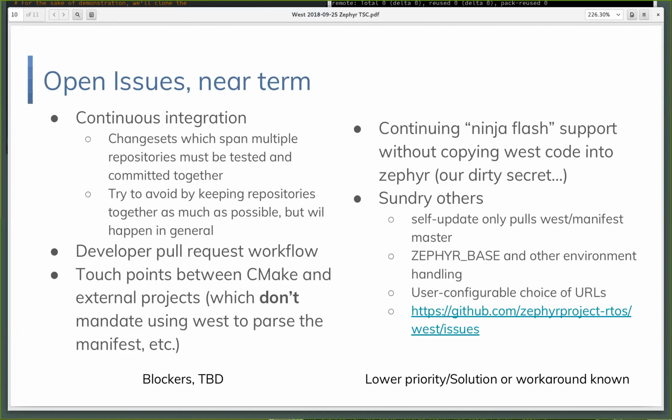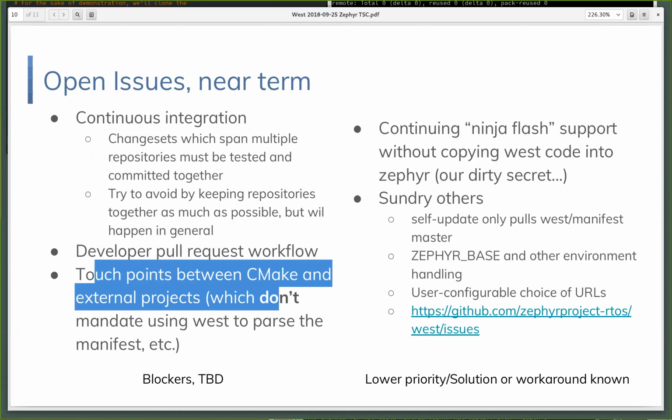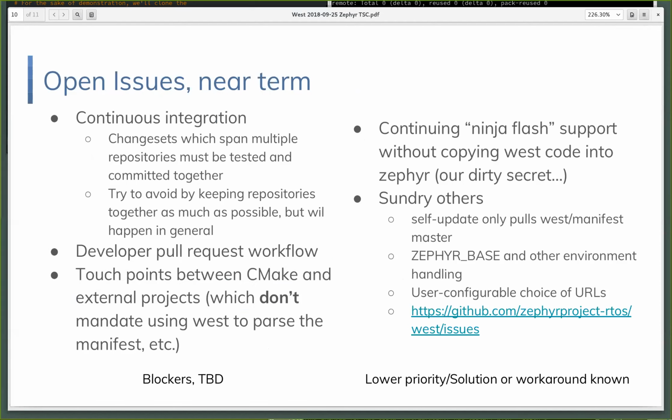The main things that I think are blockers for this to be really widely adopted within the Zephyr project are our continuous integration, the developer pull request workflow, and how we're going to figure out the touch points between CMake and all these external projects that live outside of the Zephyr tree.